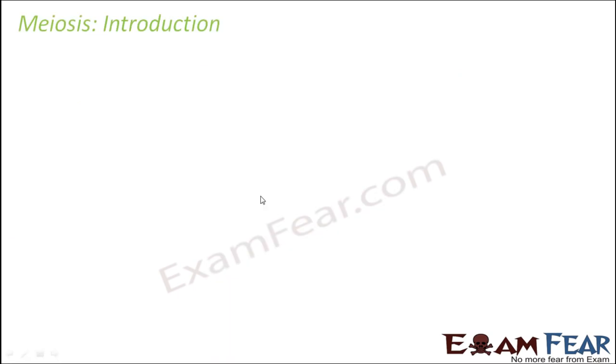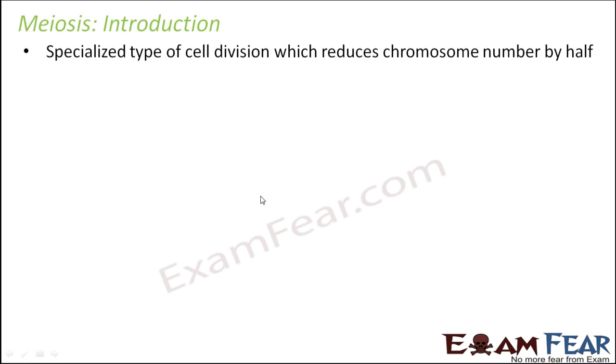So what is meiosis? It is a specialized type of cell division which reduces the chromosome number by half. So if before division the chromosome number was 2n, after division it becomes n. So that means diploid cells can get converted into haploid cells. This is the main difference between mitosis and meiosis. In mitosis, the chromosome number is conserved. That is, if the chromosome number was 2n, it will be 2n. But here it becomes half.